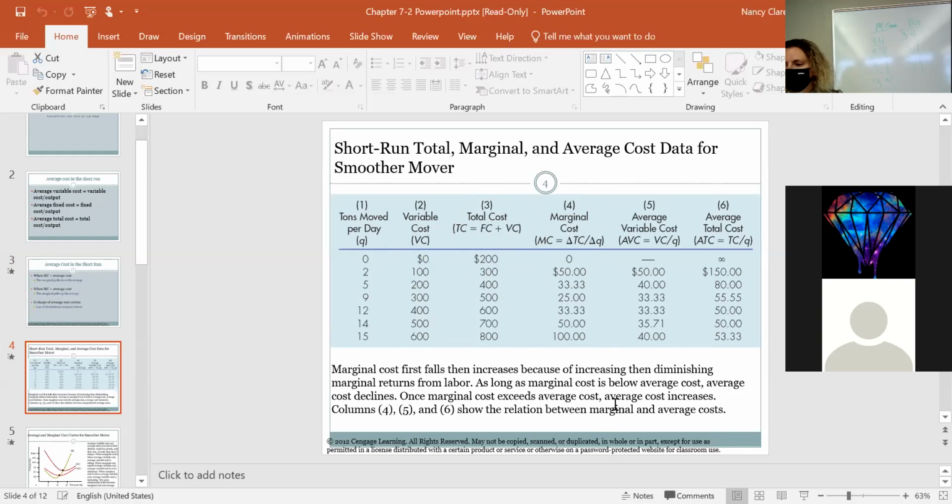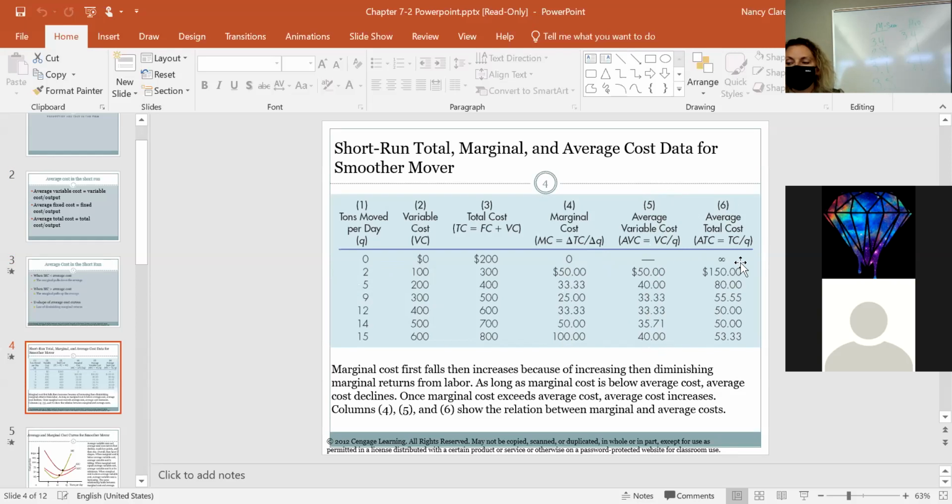And then I'm going to have you calculate your AVC, or your average variable cost, by taking your variable cost. In this case, 100 divided by 2, 200 divided by 5, 300 divided by 9. And I'm going to have you fill in the chart with your AVC, or average variable cost. This will be a U-shaped curve, so you should expect the numbers to go down and then go back up. Just like with your marginals, they go down and then they go back up.